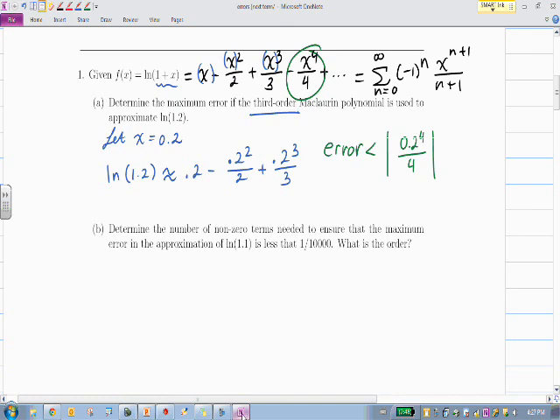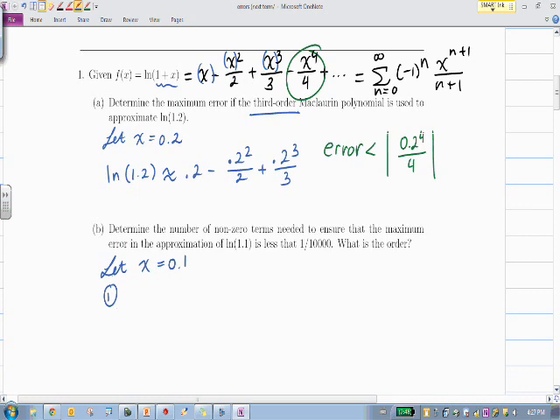Part B asks, determine the number of non-zero terms needed to ensure that the maximum error in the approximation of natural log of 1.1 is less than 1 over 10,000. Well, in this situation, we're going to let x equal 0.1. Now, there's two options, both of which are very valid. The first one is the most straightforward. The second one, you have to be careful.